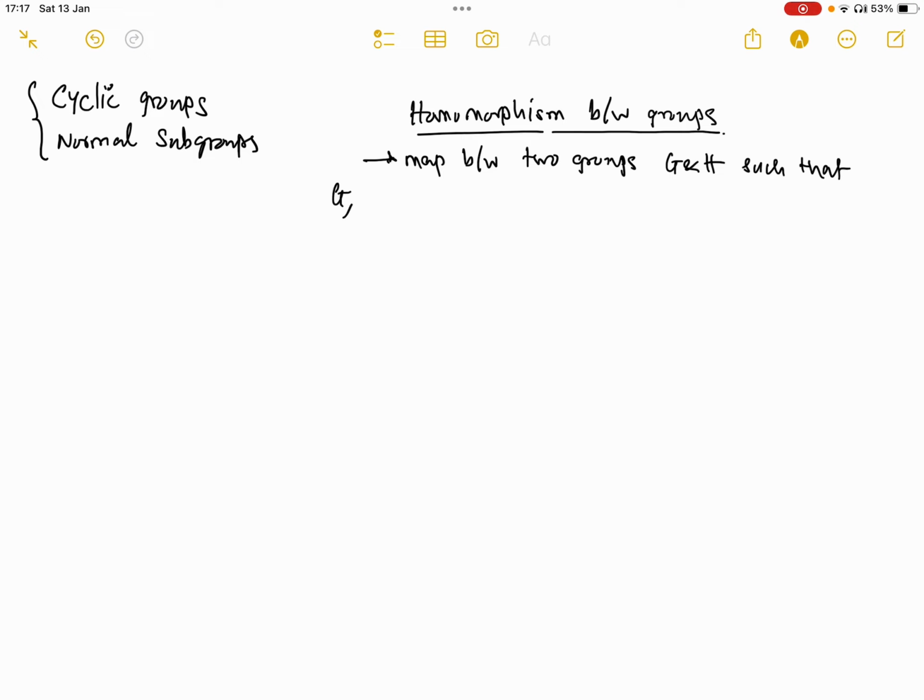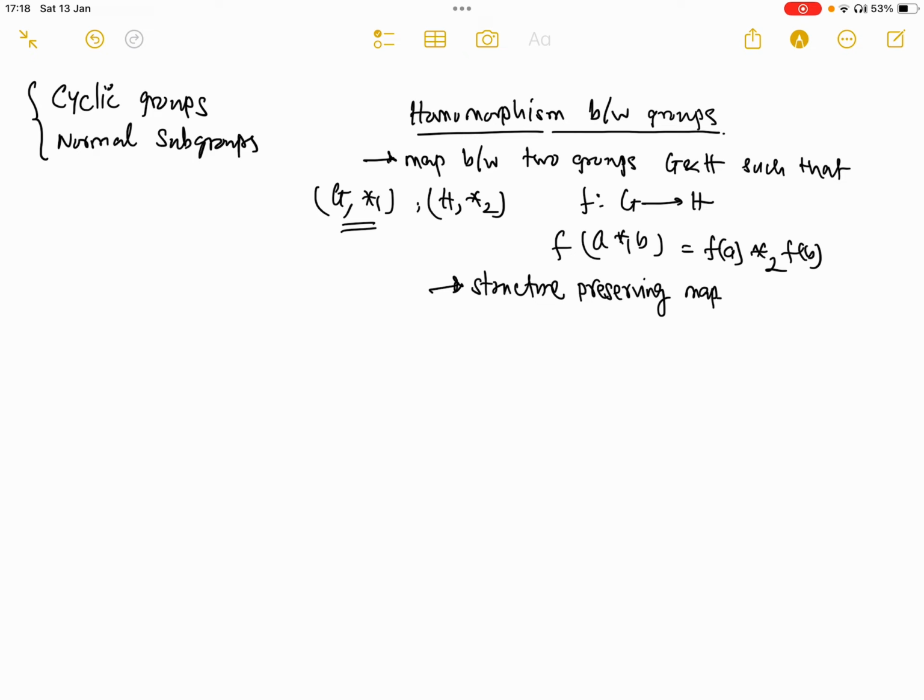Let's call it F. So F is said to be a homomorphism if you take any two elements from the group G, you can do this operation and send it to some element, and that should be equal to first you send A, and also you send B, and then you take the operation of each. So basically, it's called a structure preserving map. It basically preserves the structures of both the domain and codomain.